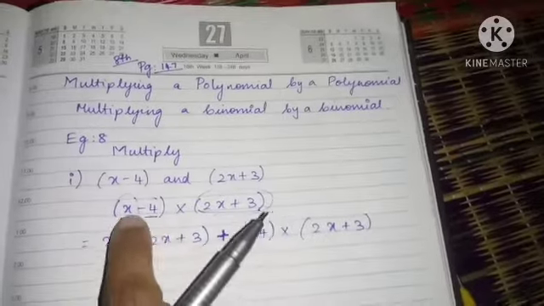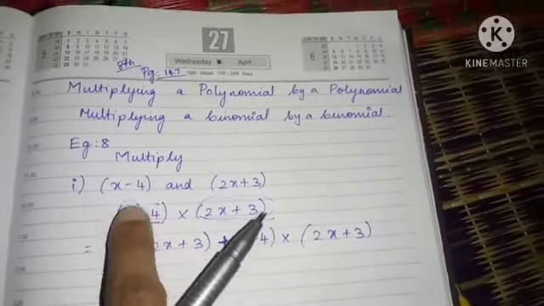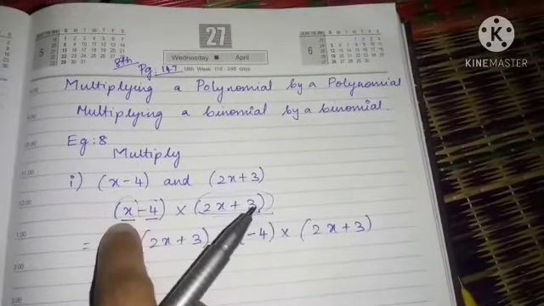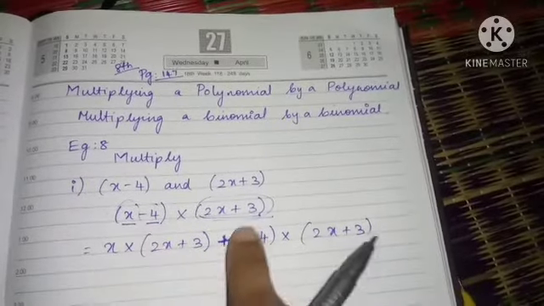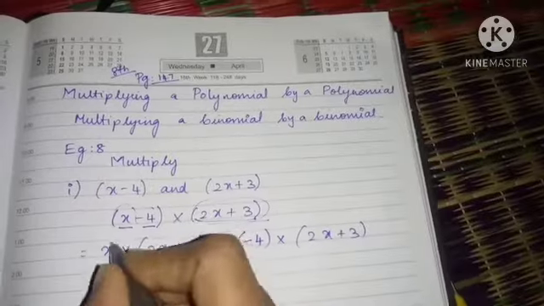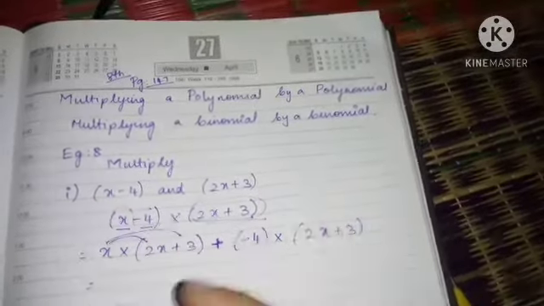Did you understand? First you take the first expression. You split that into two terms. I am multiplying the first term with this full expression, then the second term with the full expression. This, as usual, you have done in your previous class.